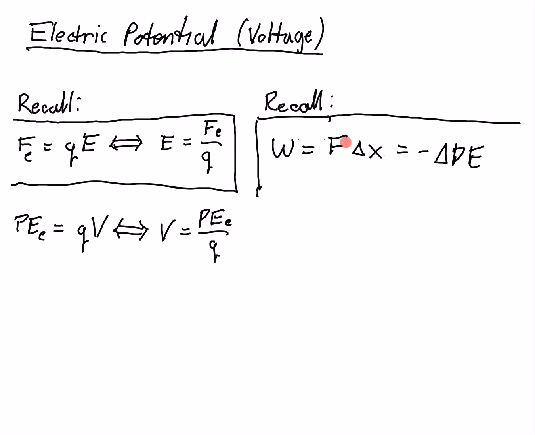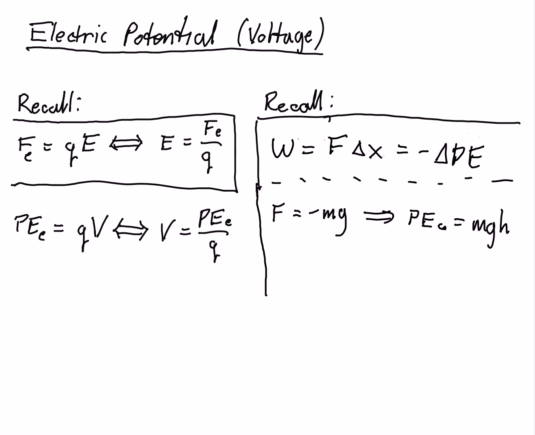Second, recall that for any force, the work done by that force is the product of that force with the displacement. Now this is for a constant force. If the force is varying, you have to do an integral. And the work done by a force is equal to minus the change in potential energy associated with that force. This is only for conservative forces, but the electric force is a conservative force.